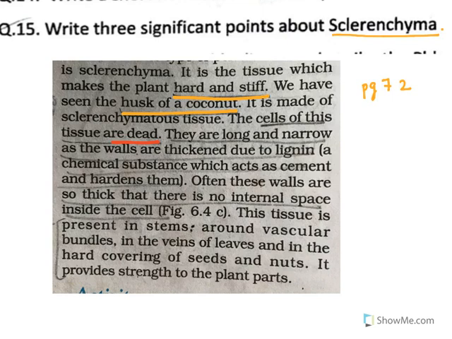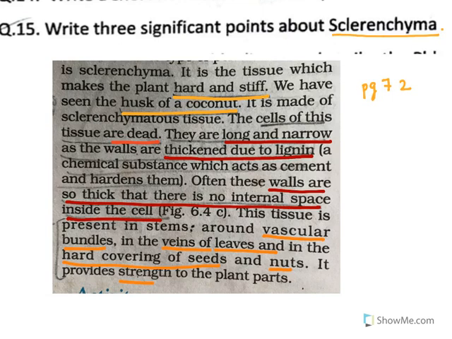The second point is they are long and narrow, and the walls are thickened due to lignin. These walls are so thick that there is no internal space inside the cell. And where do we find these tissues? These tissues are found in the vascular bundle, in the veins of the leaves, in the hard covering of the seeds and nuts. They provide strength to the plant.